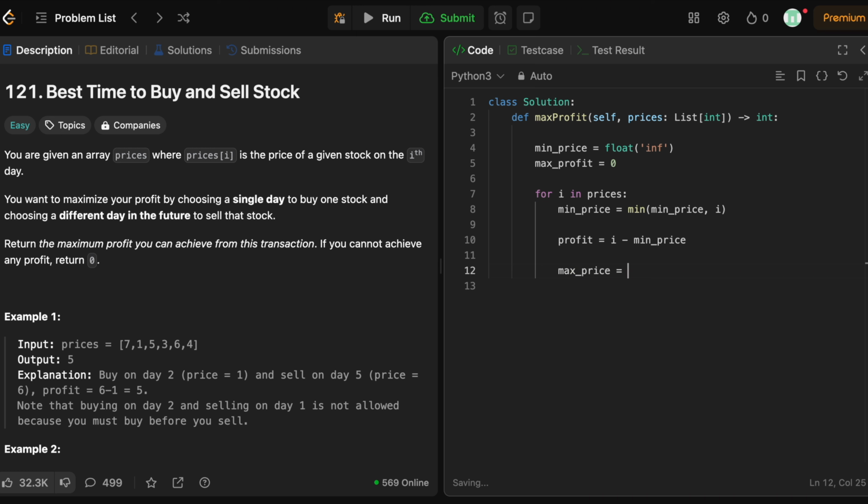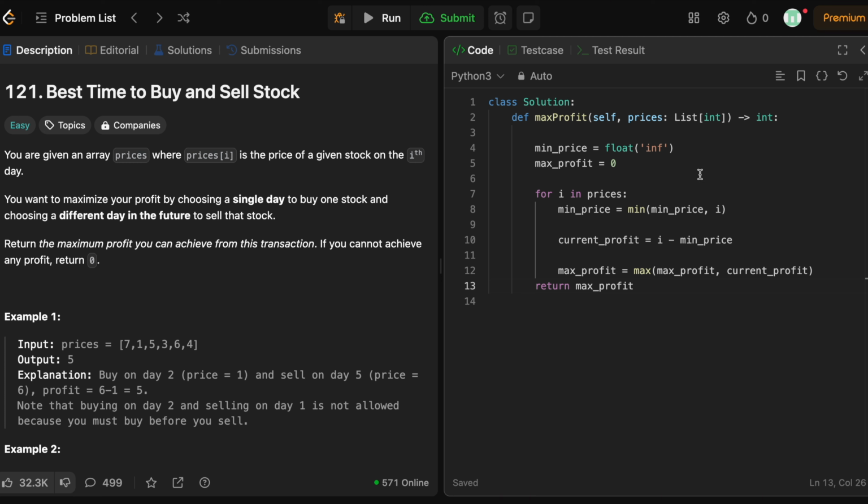This is going to be the maximum of our max profit that we had initially set, and our current profit that we have so far, which is this profit. I'm going to name this as current profit. So it's going to be max of our max profit and our current profit. And then after the loop finishes, we can go ahead and return the maximum that we have so far. Return max profit.